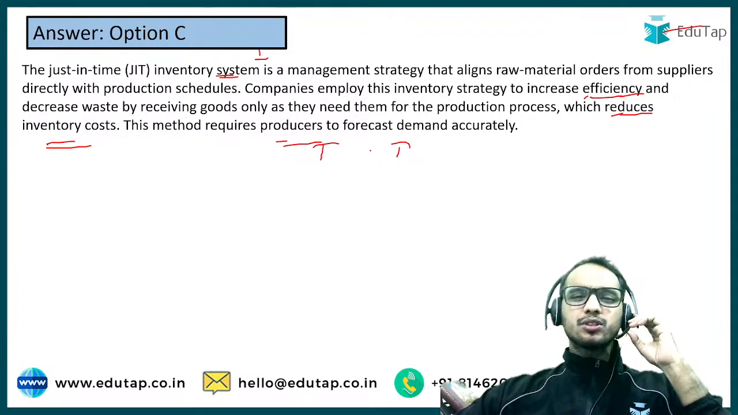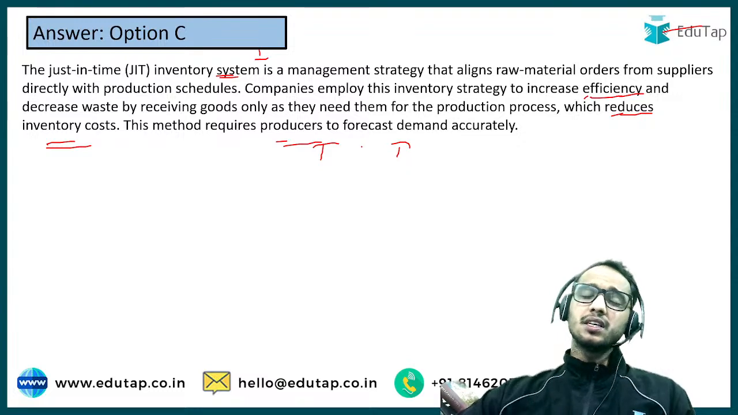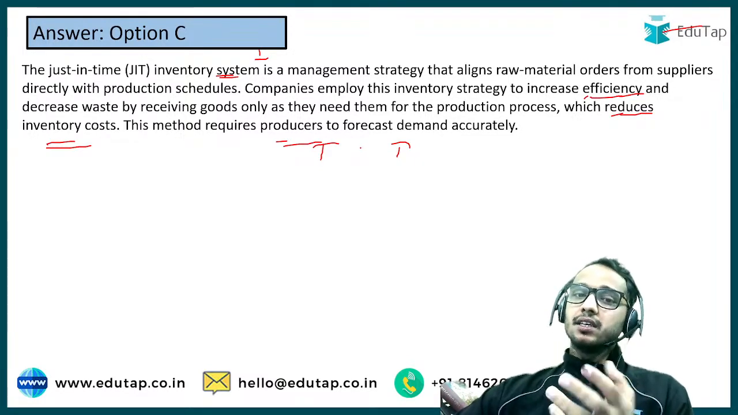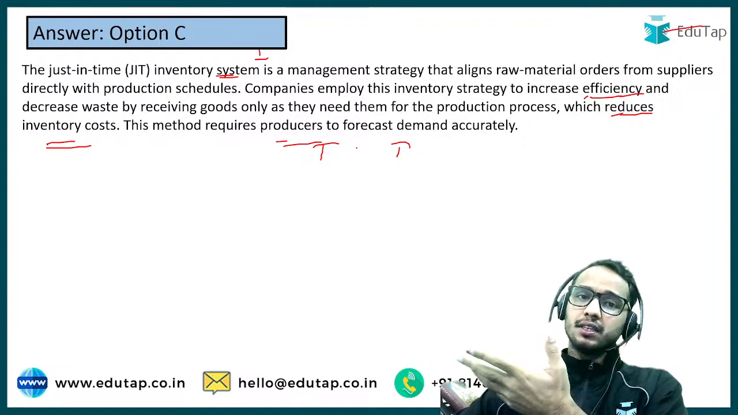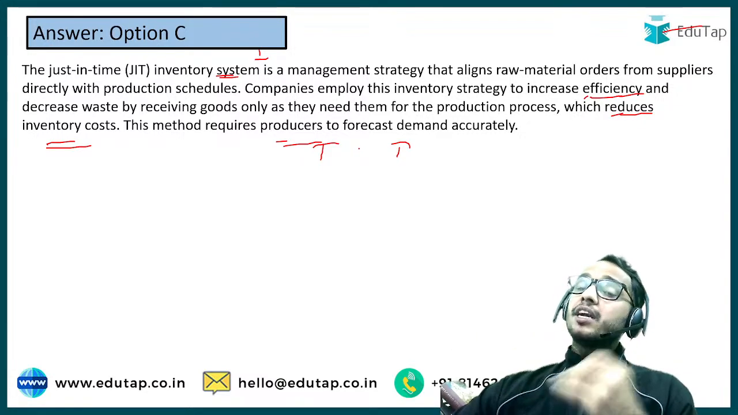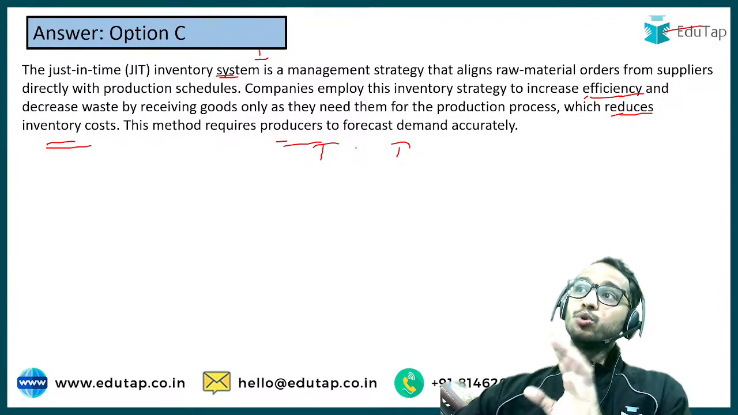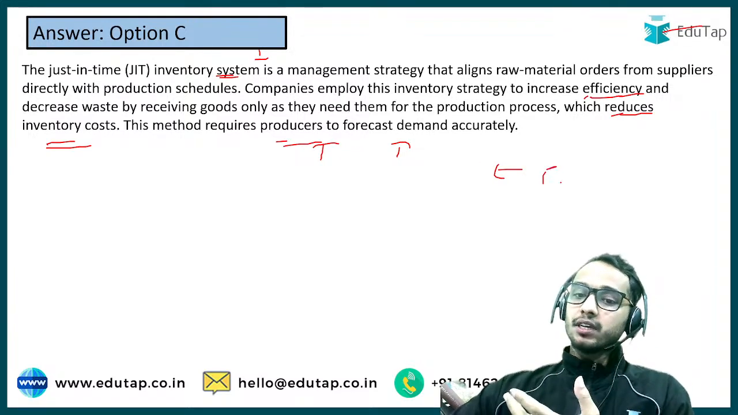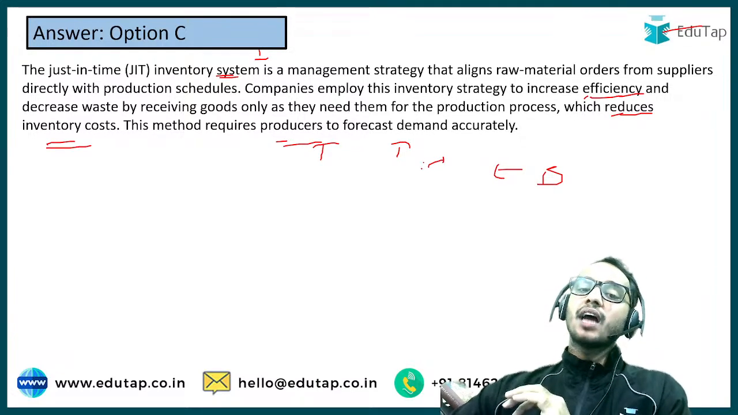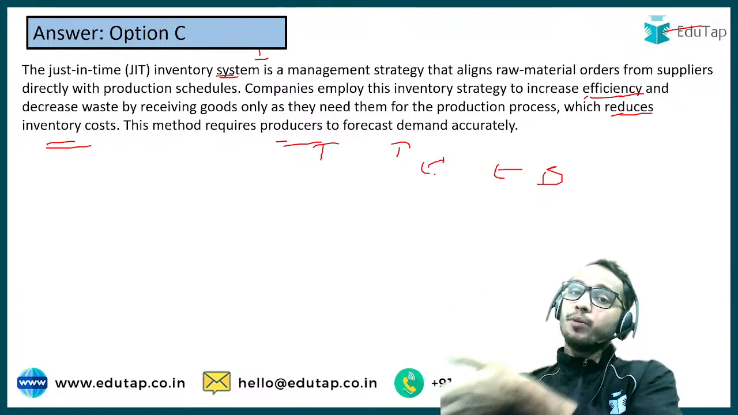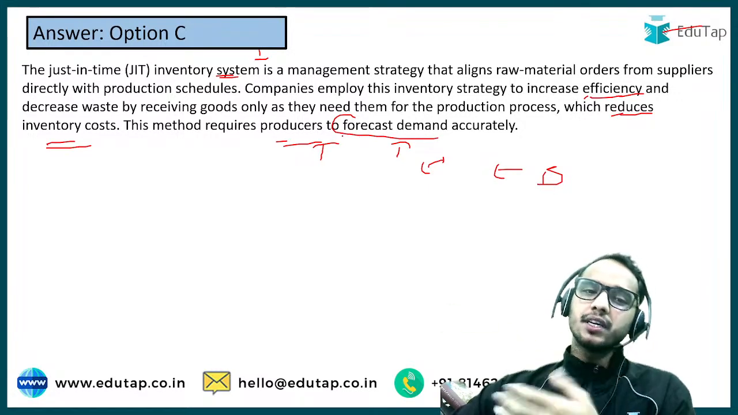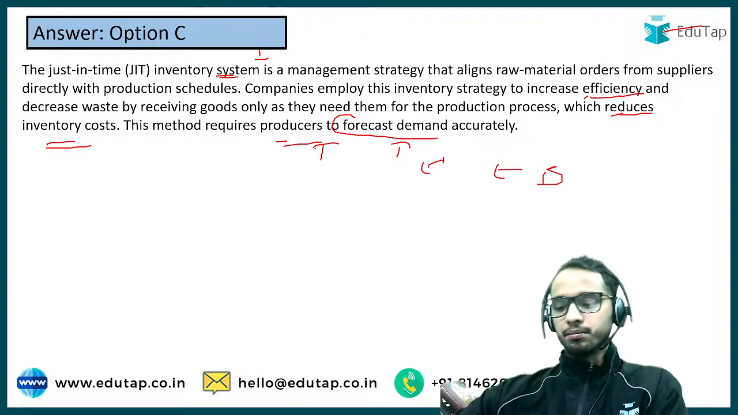Why is it so? Because when you are not able to predict or analyze the production demand, then sometimes it might happen that you don't get the raw materials on time. Suppose you have instant demand from the customers, so you will not have enough time to order the raw materials from the supplier. So forecast of demand is a necessary condition, or you can say it is required, in case of just in time.